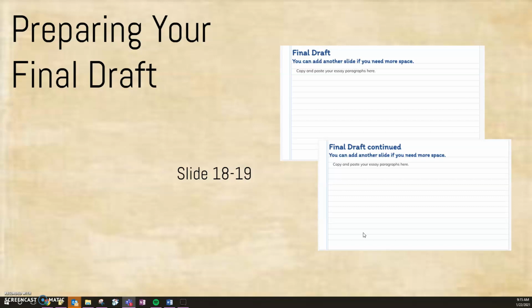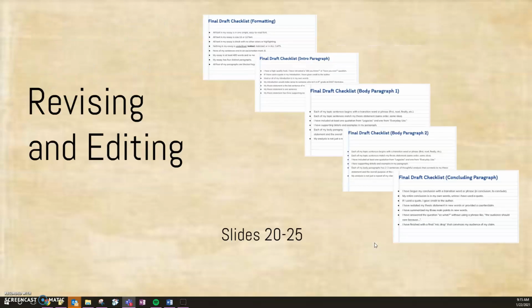When you're done writing all 4 paragraphs, copy and paste them onto slides 18 and 19. The last step will be to revise and edit your work. On slides 20 through 25, you can find final draft checklists for your review to make sure that your work is polished and ready to turn in.